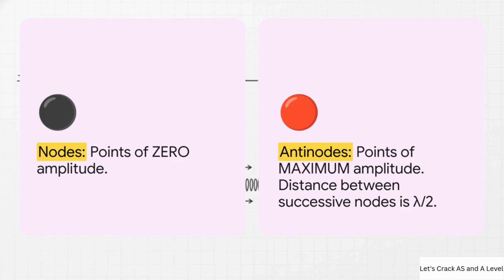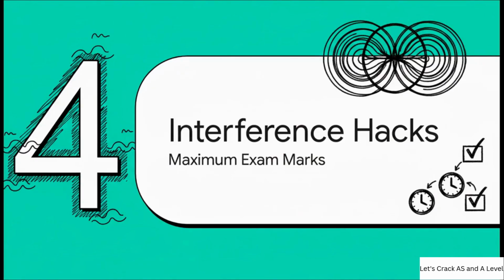And here is a super high-yield tip for your calculations. The distance between any two nodes right next to each other, or any two antinodes, is always exactly half a wavelength. Remember that.